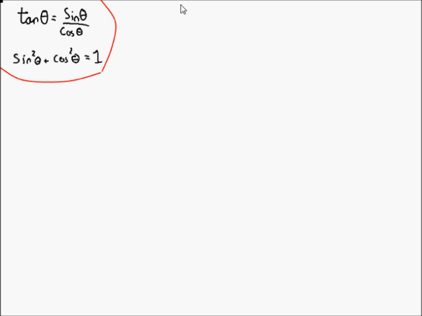Let's start by saying sine 2x is equal to minus 0.39. Now, I'm looking for the answers in the range 0 ≤ x ≤ 360.